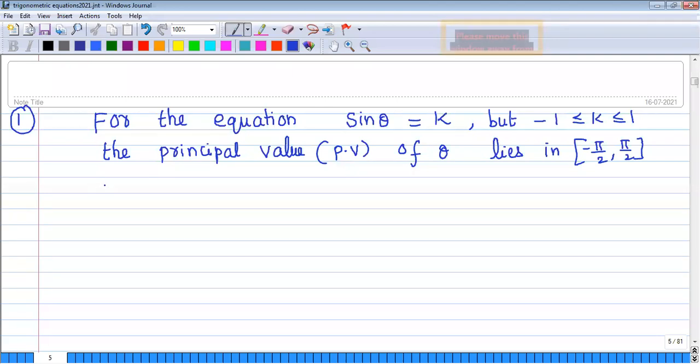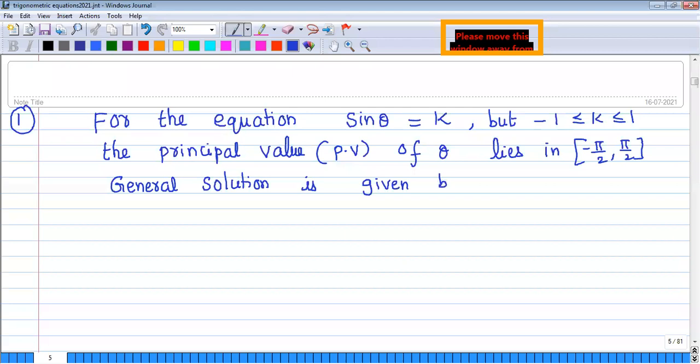So general solution. General solution is given by. Leave the space. I will give the proof. After that, we shall write here. We shall fill it. Can you tell me what is the general solution for sin theta is equal to k? All of you observe the proof.